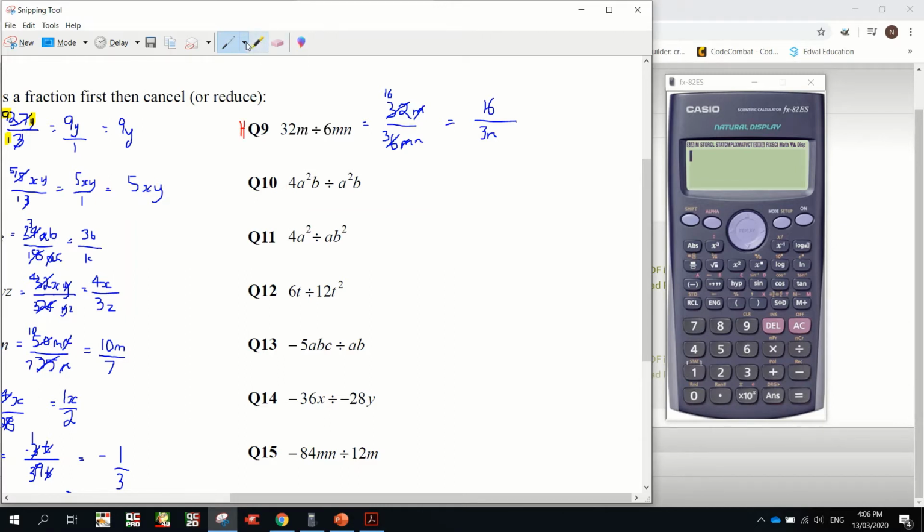Alright, next one. Alright, they're starting to look a little bit complicated, but they're just as easy. Okay, let's go back to basics. So equals 4a squared b over a squared b.